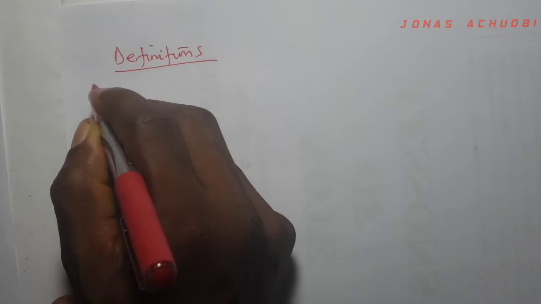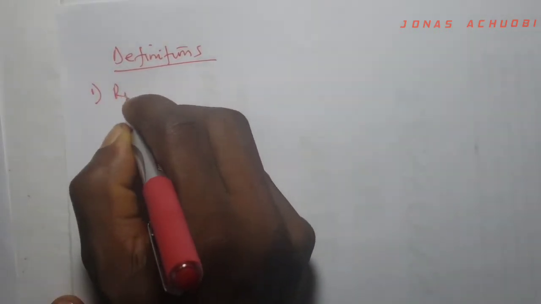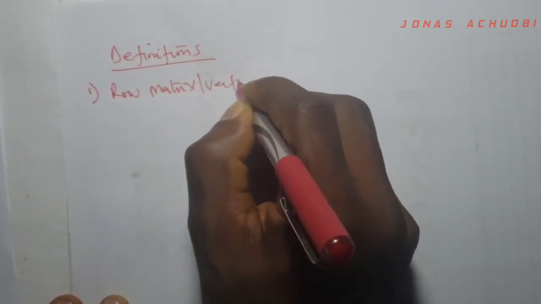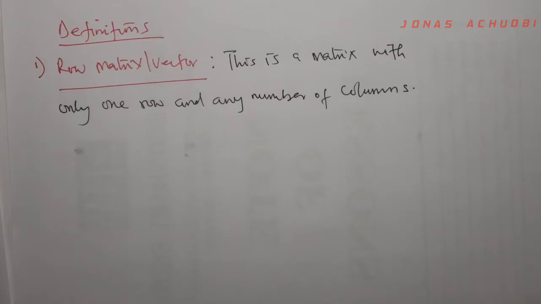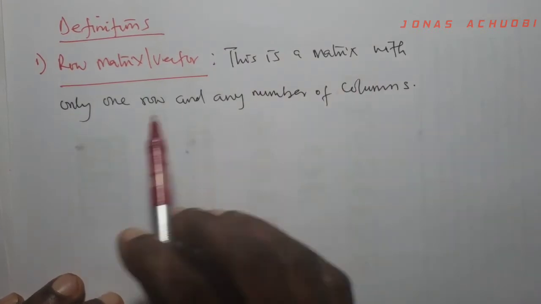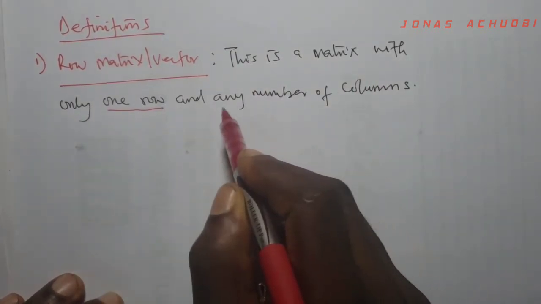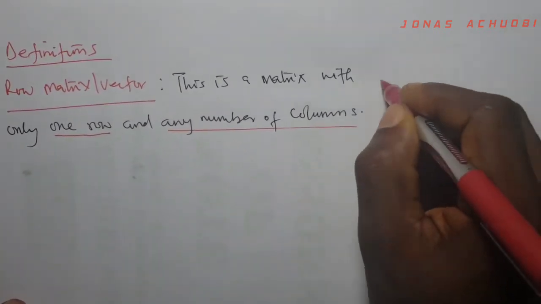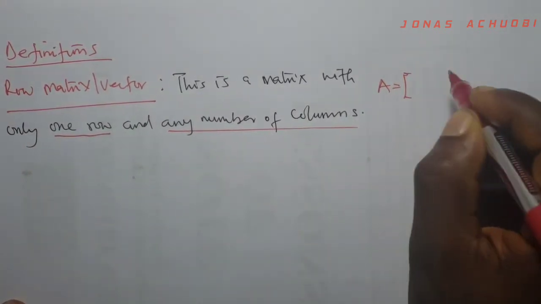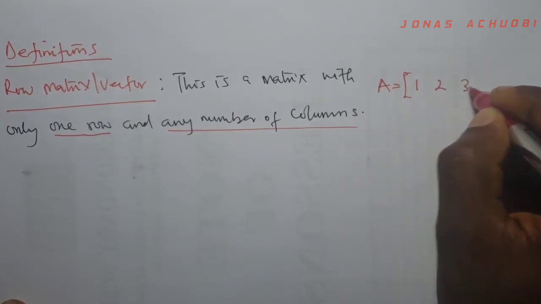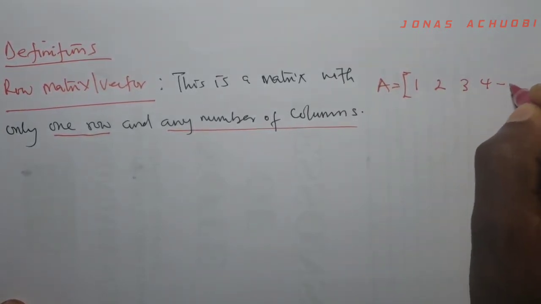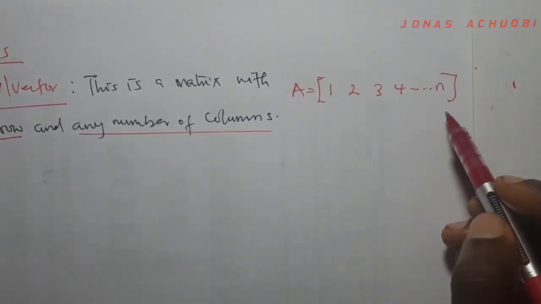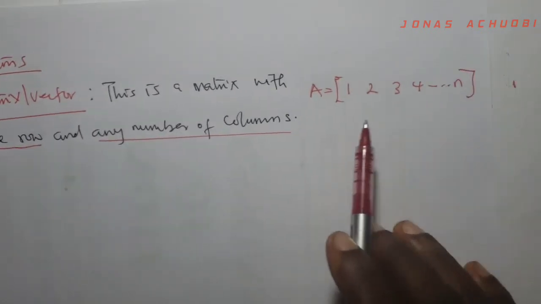Now let's take some definitions, and of course types of matrices that we shall encounter throughout this course. The first one is what we call the row matrix, or sometimes we call it the row vector. This is a matrix with only one row and any number of columns. We call that a row matrix. For instance, matrix A is equal to the entries 1, 2, 3, 4 up to, let us say, n.